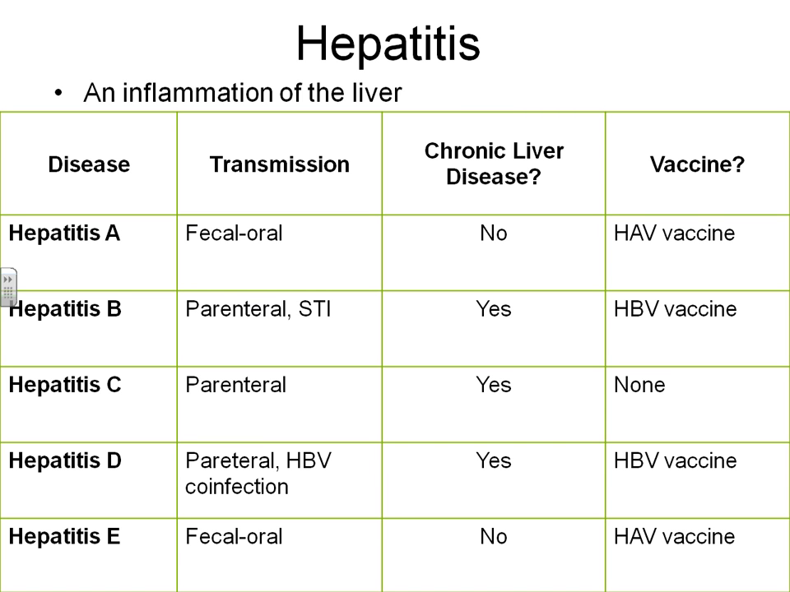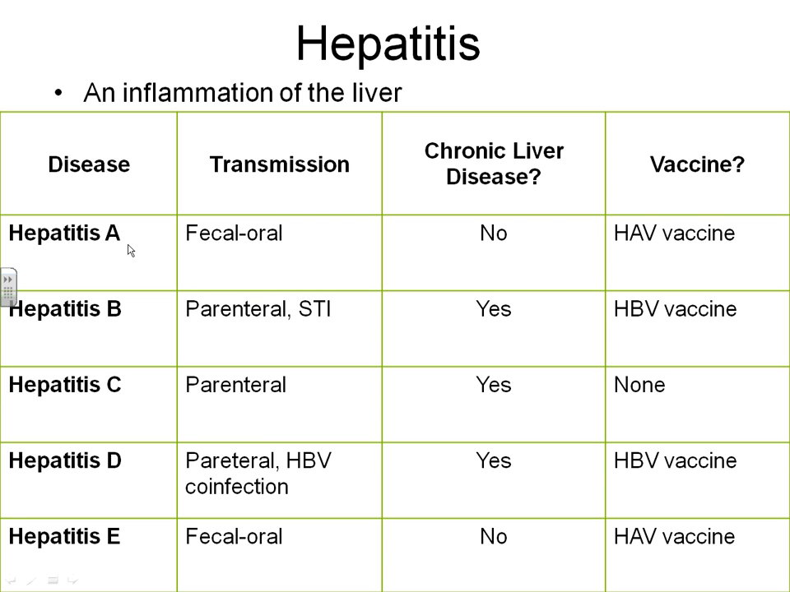This slide has a lot of information on it. This slide shows you the difference between the different types of hepatitis infections. Hepatitis is a viral infection that causes inflammation of the liver. Regardless of which type of hepatitis you contract, the liver will inflame to some degree. Now, some hepatitis infections are much more severe than others.